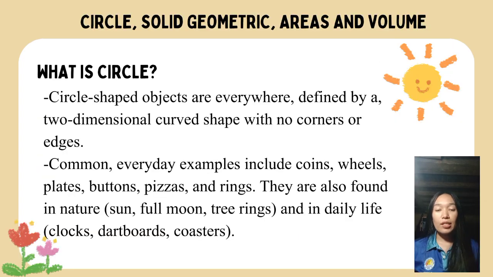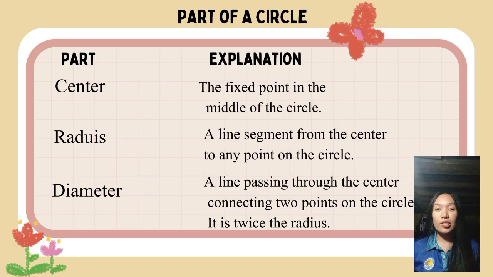Now, parts of a circle. First is center. It is the fixed point inside the circle from which all points on the circle are equally distant. Next is radius, a line segment from the center to any point on the circle. Lastly is diameter, a line passing through the center connecting two points on the circle. It's twice the radius.